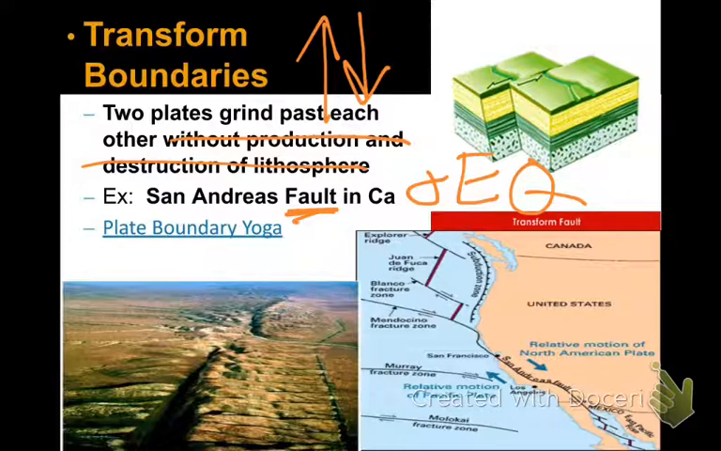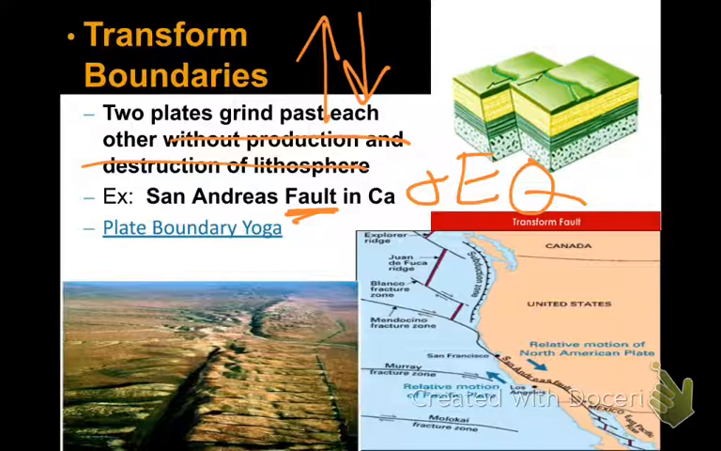With your transform boundaries, when they just slide side by side, it may break the crust a little bit, but it's not destroying it. It's just making some little cracks in it. That's all that a fault is. And then you can feel earthquakes along those boundaries, but it does not destroy anything.